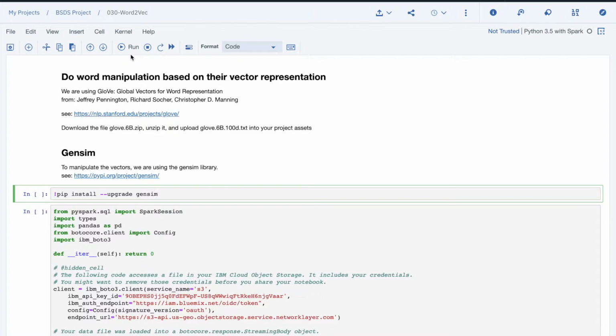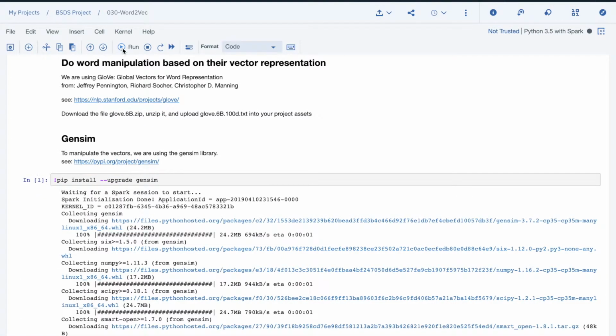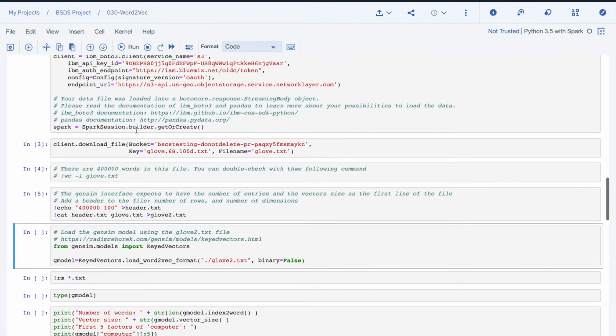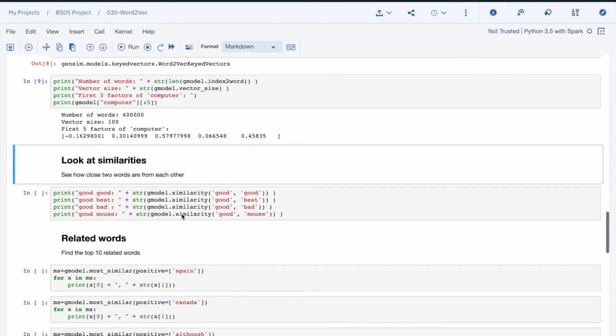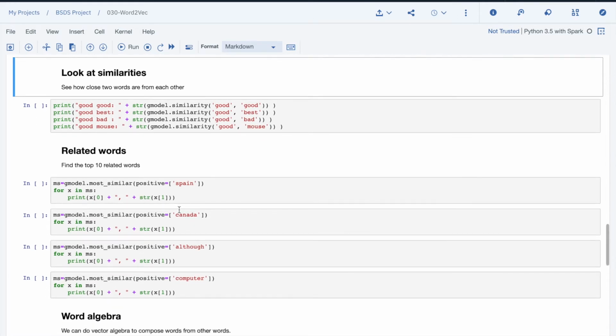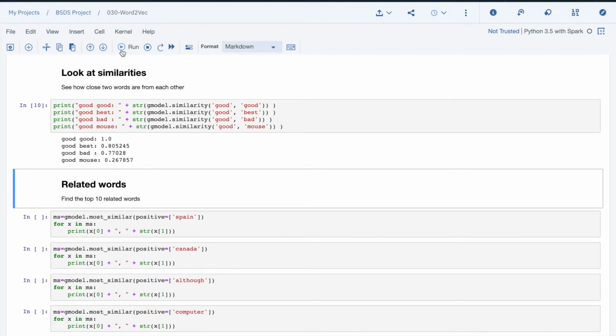I am using word vectors already created by Stanford University called GloVe. I am also using a Python library called GenSim to do high-level operations on words. After loading the data, I now have 400,000 words with word vectors of size 100. The first thing we want to do is look at word similarities.